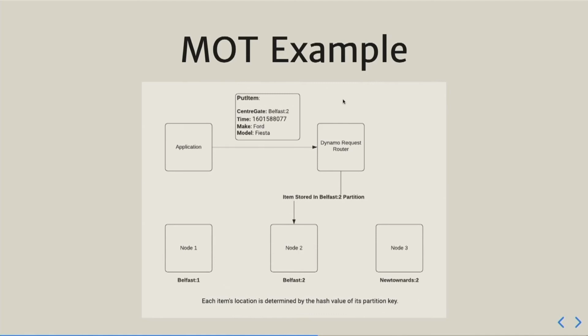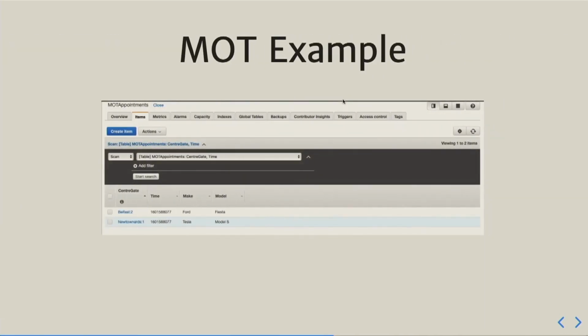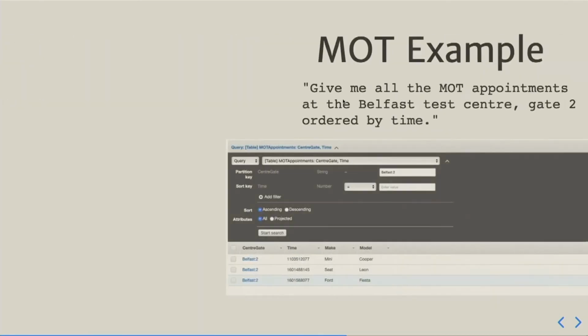So we put in this item, and the router then knows which node it's going to go into. This is a bit of an oversimplification, but it would put it into a node based on the partition key, so in this case Belfast 2. We then start to add some records in there, so we'll add some MOT appointments for Belfast gate 2 at a certain time, and Newtownards gate 1, and we'll start to add some extra items in there.